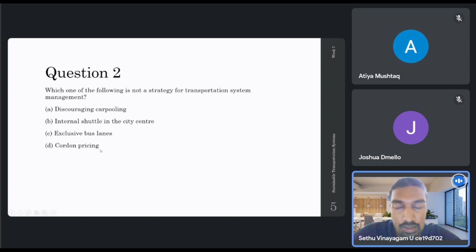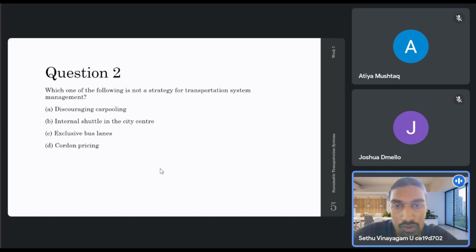D, cordon pricing. So what happens in cordon pricing? For the heavily congested stretches or corridors, during the peak hours, we will put a heavy toll so that people will not be using those routes, right? So when you charge a heavy tax, then people will be choosing alternate routes, right? Especially around the CBD area.